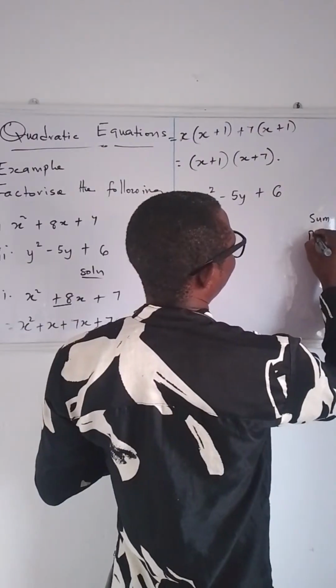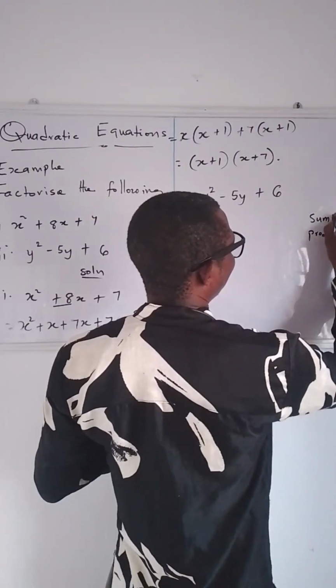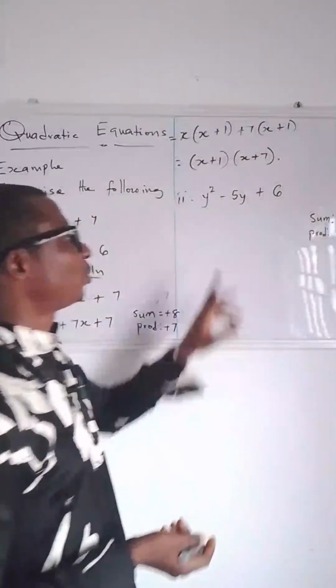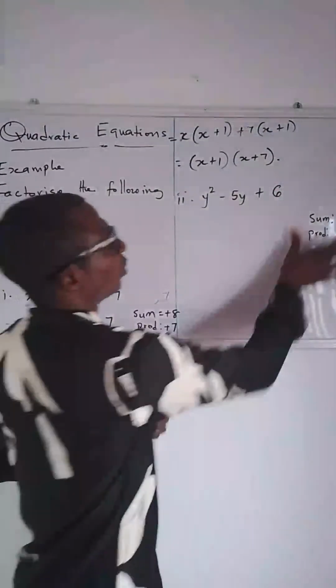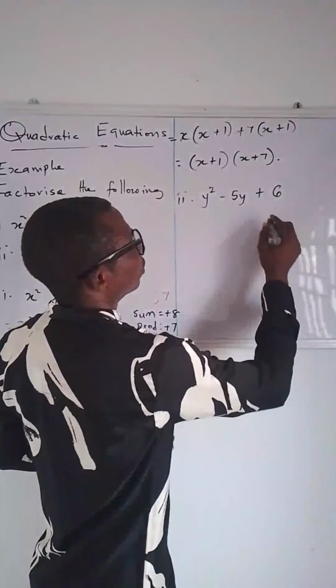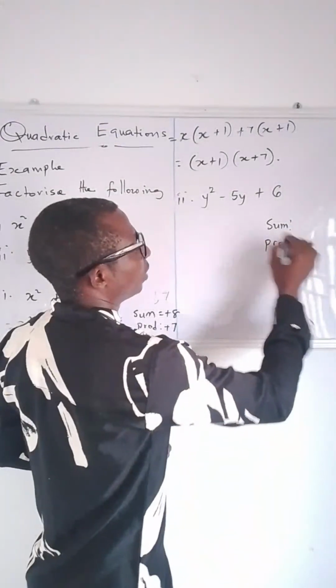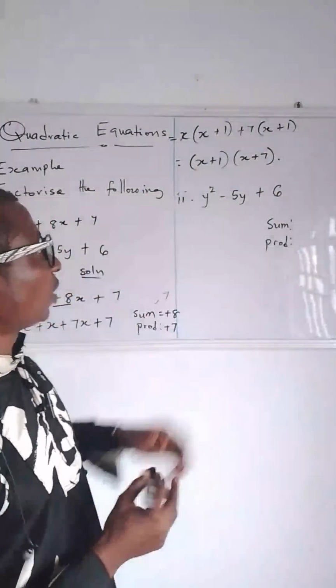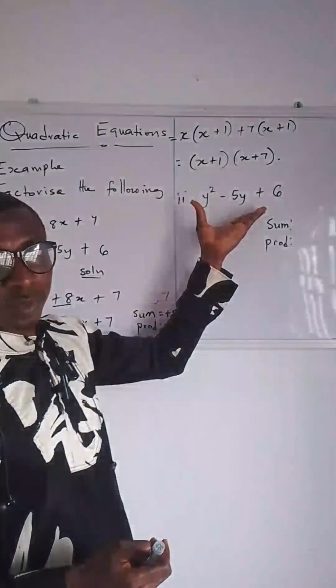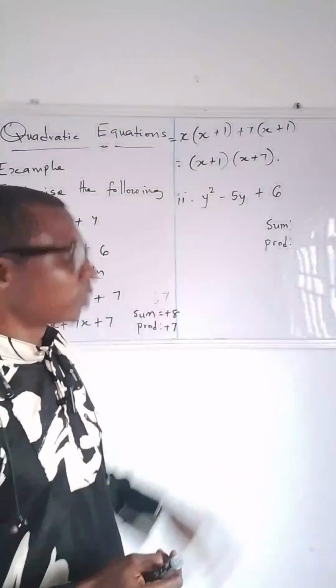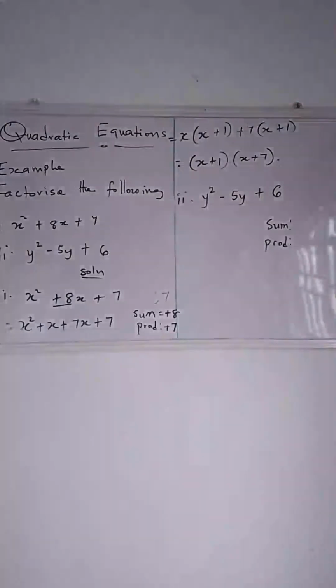I need you to drop the answer in the comment section. Let me see, maybe you're in the class. What is going to be the sum, and what is the product? Okay, I'm checking now. What's going to be the sum of this expression and the products? Now drop your answer in the comment section.